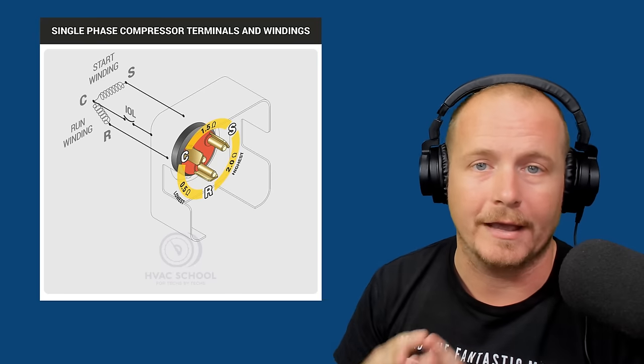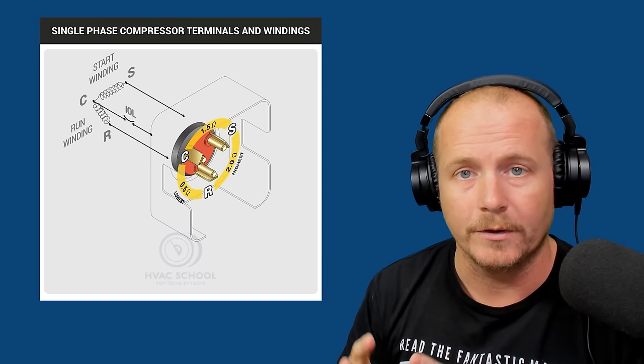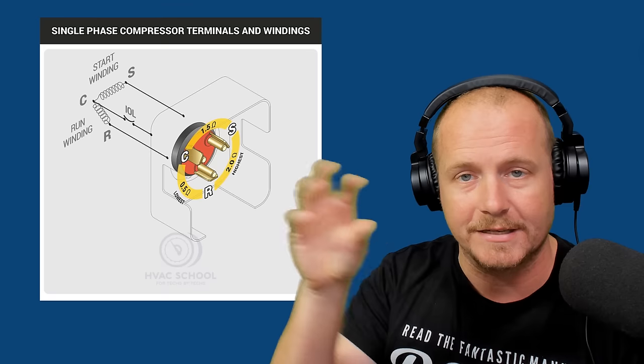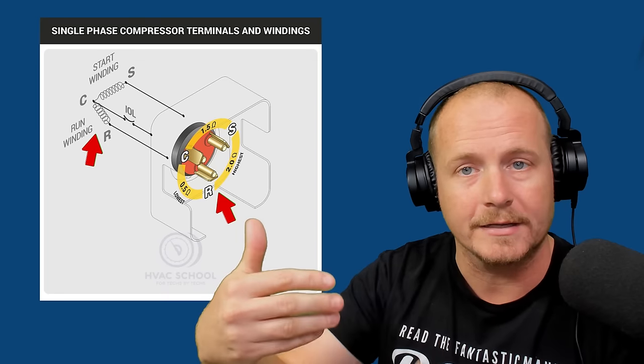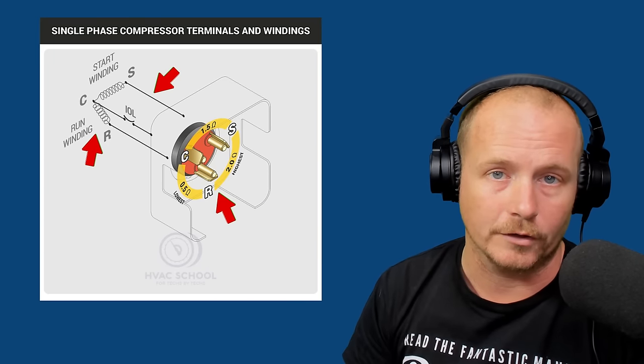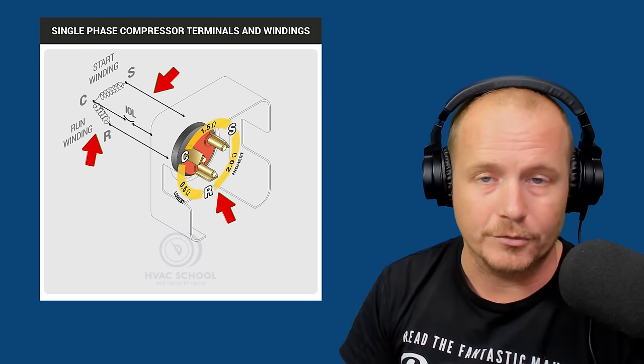I'm going to quickly throw up an illustration that shows you the way we represent this. So you can see the three terminals on a compressor, but then back behind that, you see you have the two windings, and then you also have that internal overload that breaks the connection in between those two.